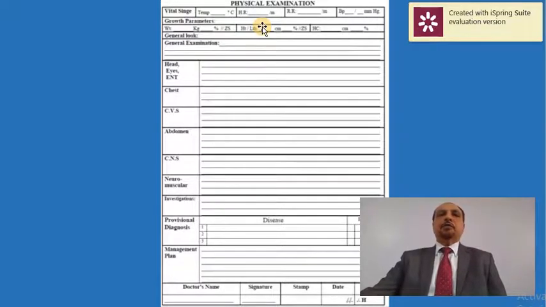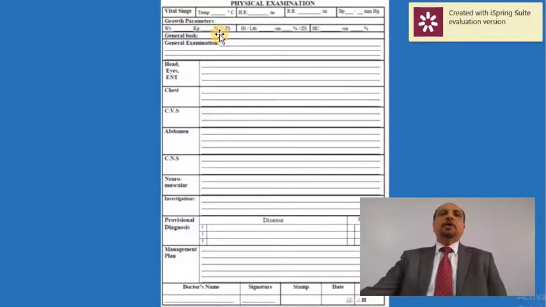and to know the cause, for example, in cases of short stature or some dysmorphic features like Down syndrome, Edwards syndrome, Turner syndrome, or Noonan syndrome, and so on. So all these things should be accurately written.